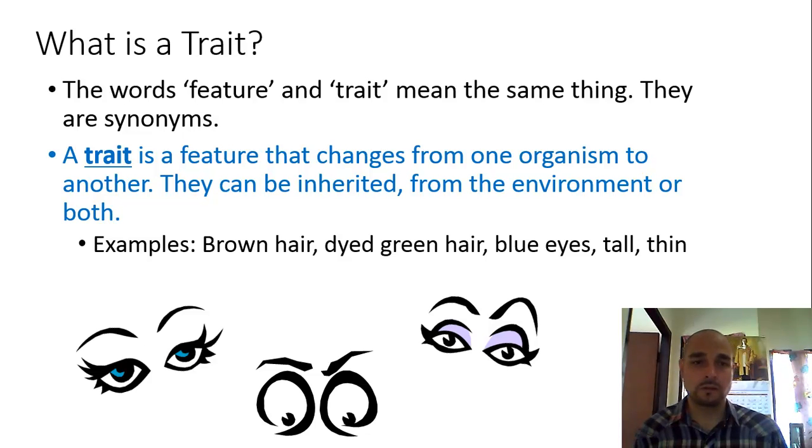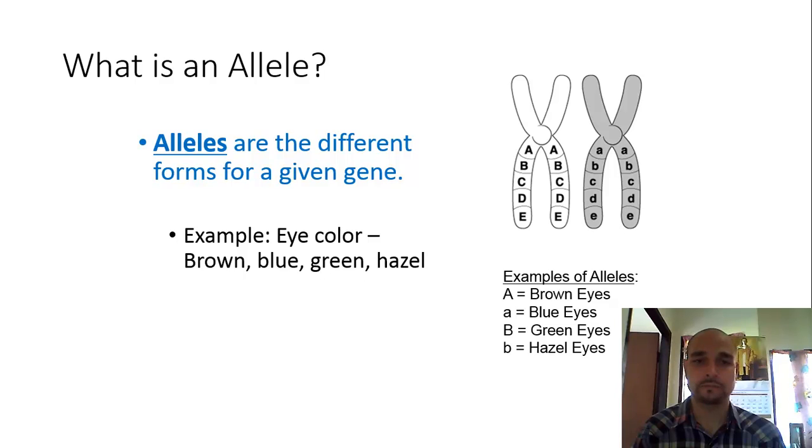Okay, so what is a trait? Now I just want to remind you the words feature and trait are synonyms, meaning the same thing. So a trait is a feature that changes from one organism to another. Now these traits can be inherited. We're talking about genetics, so our lecture today is on inherited features. But they can also be from the environment or both. Our examples here are brown hair or green dyed hair, an example from the environment and choices you make, tall or thin, and the eye color.